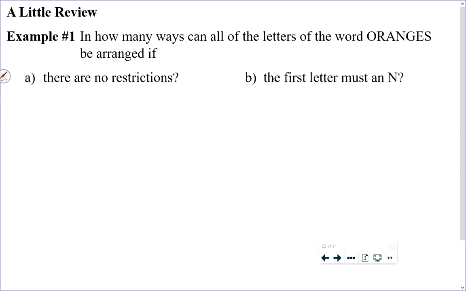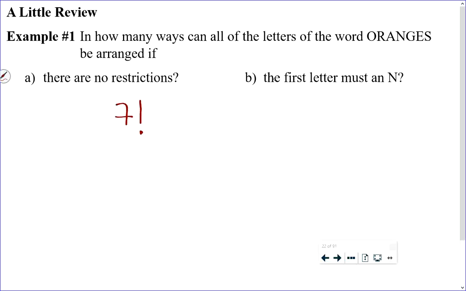That's what we're dealing with. So we're going to do a bit of review first. How many ways can all of the letters of the word oranges be arranged if there are no restrictions? By the way, all of the letters in the word oranges are different. So this is a piece of cake. Isn't it 7 factorial? Did I count my letters correctly? So it's 7 factorial.